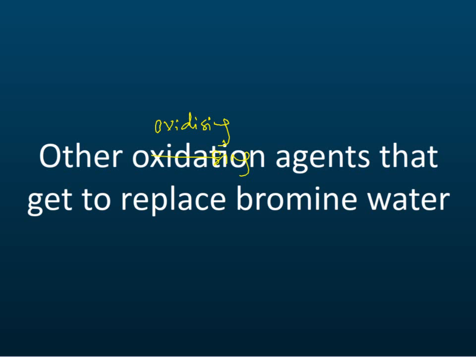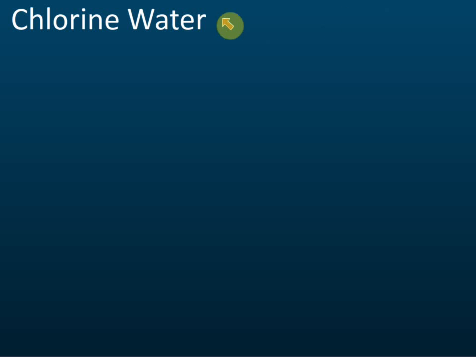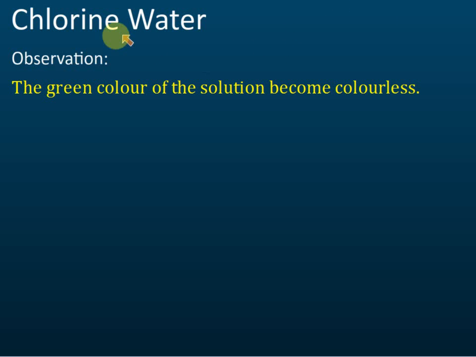So let's go back to the slide, the oxidizing agent. The very first oxidizing agent that you can use is chlorine. Just now we used bromine, right? So we can use chlorine instead of bromine. Chlorine water is actually a very light green color. If we use chlorine as the oxidizing agent, you will find that the color of the chlorine will become colorless. Like bromine, the brown color becomes colorless. This one is the green color becoming colorless.